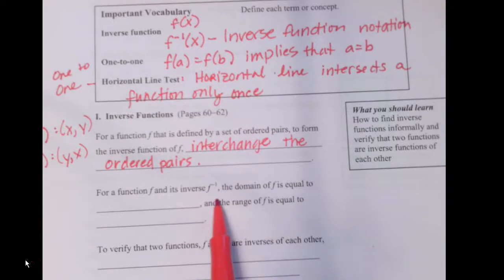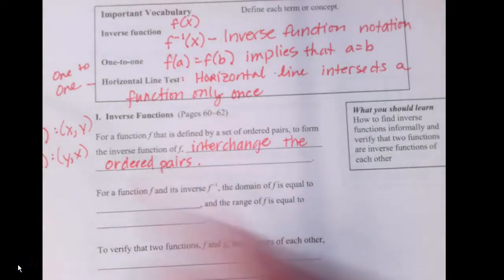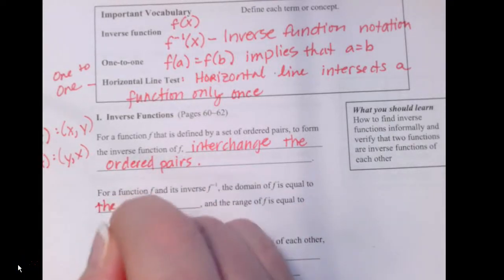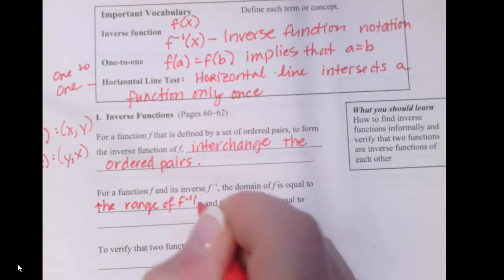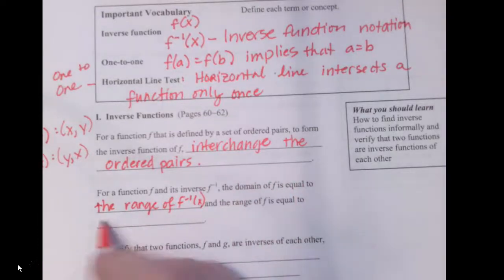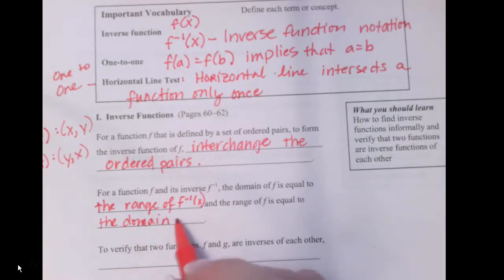For a function and its inverse, the domain of f is equal to the range of the inverse, and the range of f is equal to the domain of the inverse. So honestly, they are just swapped.